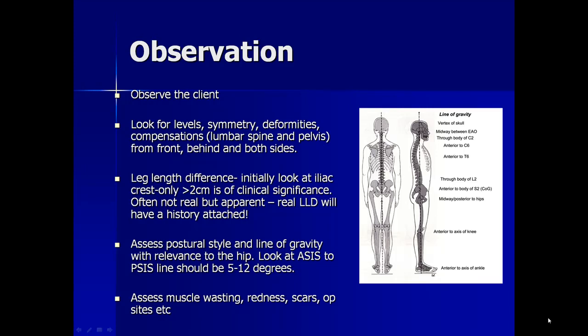Finally, it may be useful at this stage to assess their postural style by looking at the line of gravity through the hip. If you look at the ASIS as well, relative to the PSIS, there should be a 5 to 12 degree line in terms of anterior and posterior tilt.